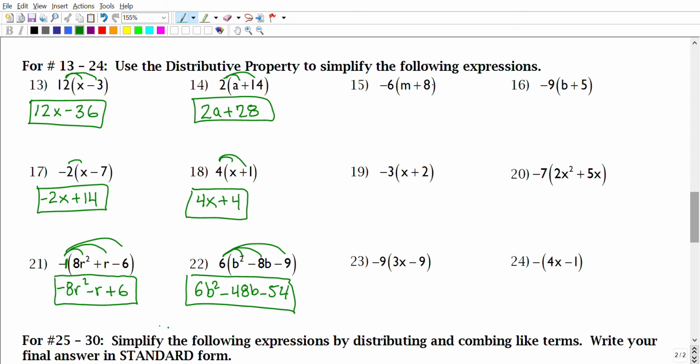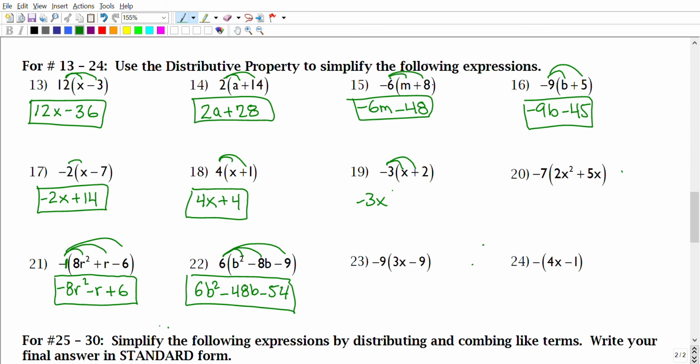All right guys, let's go ahead and continue with our distributing. So I'm going to go ahead and distribute this negative 6 to both of those terms. So you get negative 6m minus 48. Again, all I'm doing is distributing to each one of those terms. For number 16, same thing. Negative 9 times b is negative 9b. And negative 9 times 5 is negative 45. All right, let's keep going. I think you guys are getting the hang of this.